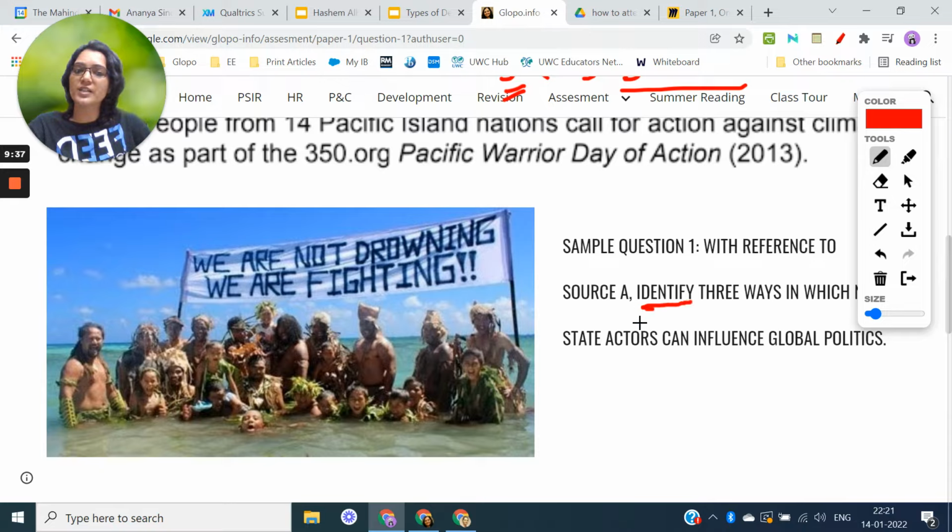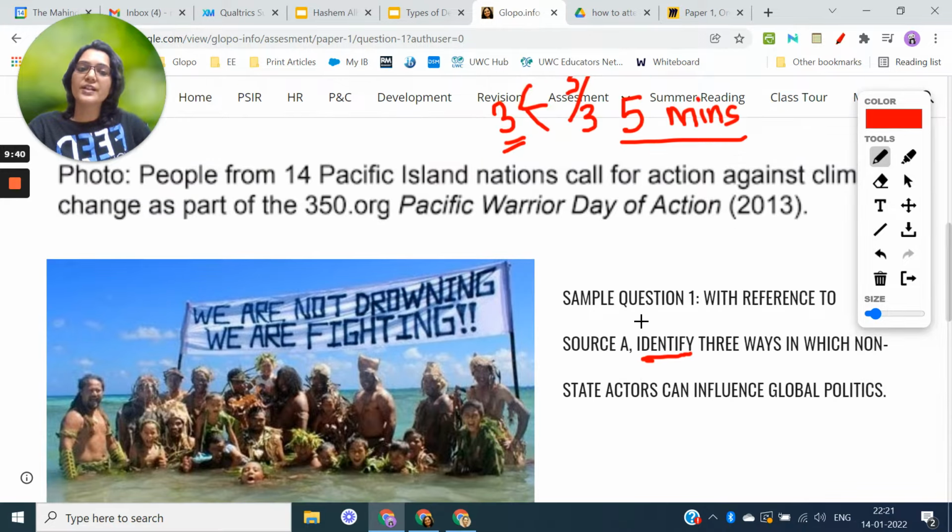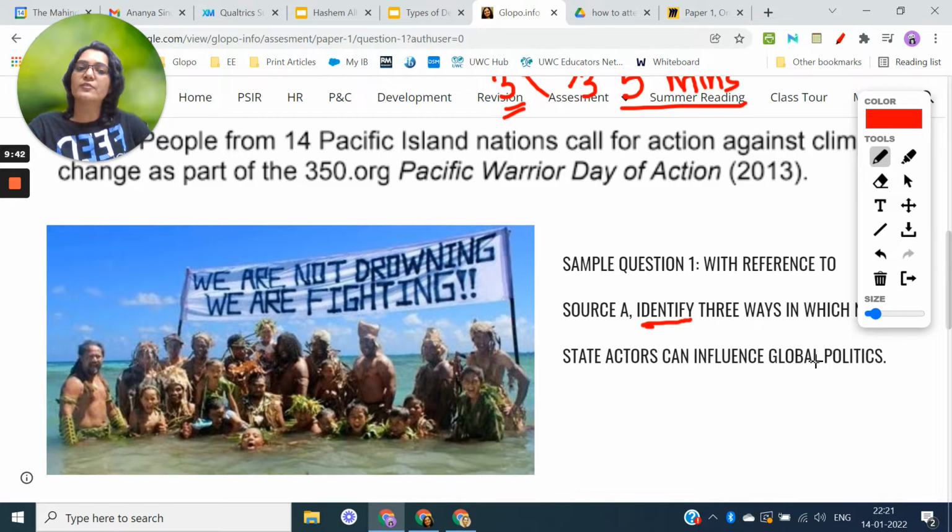So what is the command term? Identify three ways in which non-state actors can influence global politics, right? It is simply asking you to write down just three ways in which non-state actors can influence. You can write in point format, 2 to 3 sentences. Do not write more than 2 to 3 sentences, else you will have to compromise with your timing. Clear enough? 2 sentences would also work for this one.